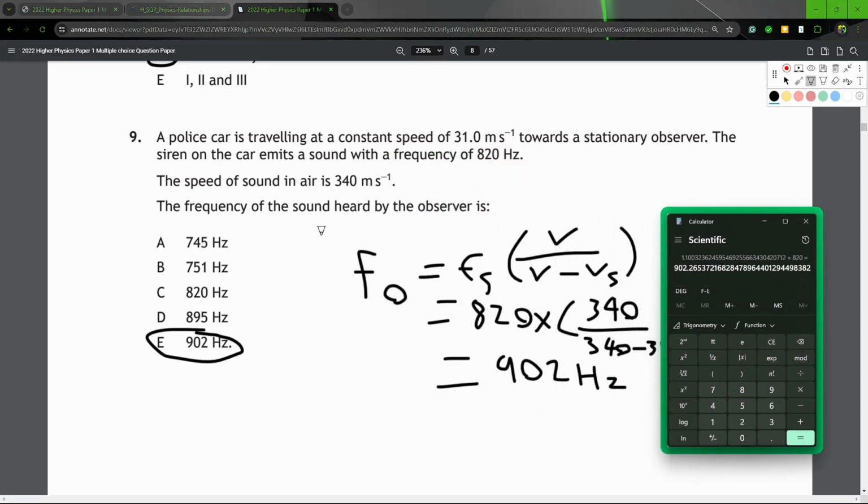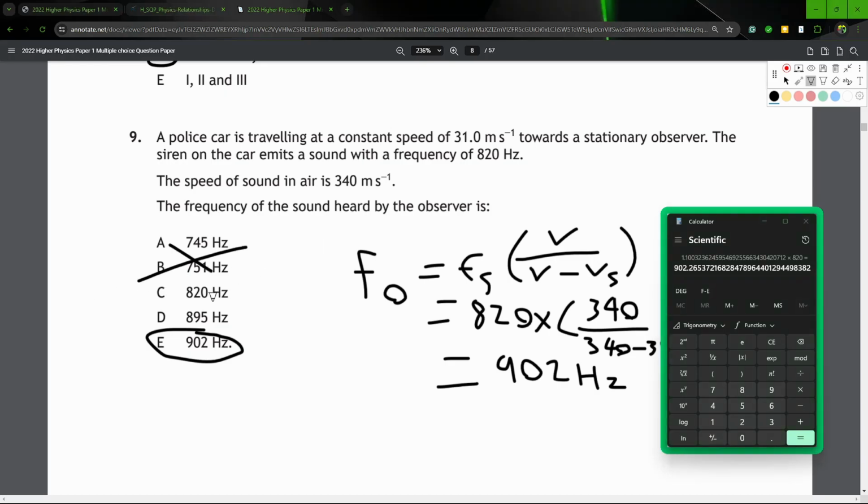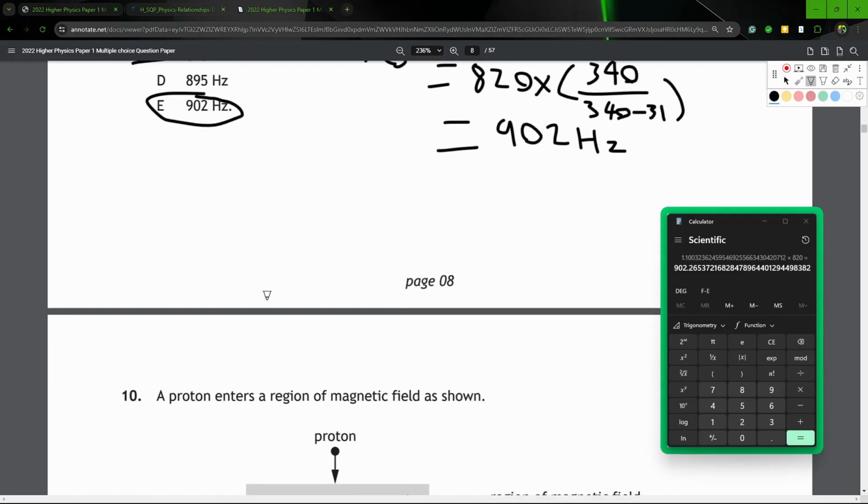because you're pushing the crests together, right? So that means that A and B are garbage. It's going to be different because you're moving, so it has to be D or E. You just need to work out from there.